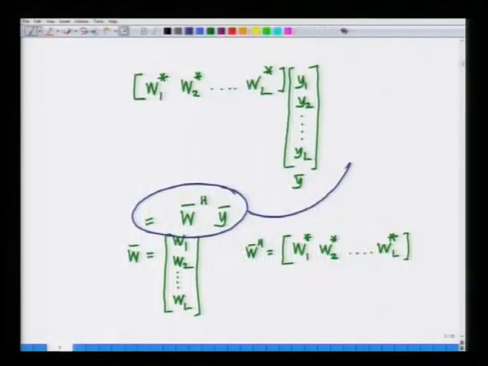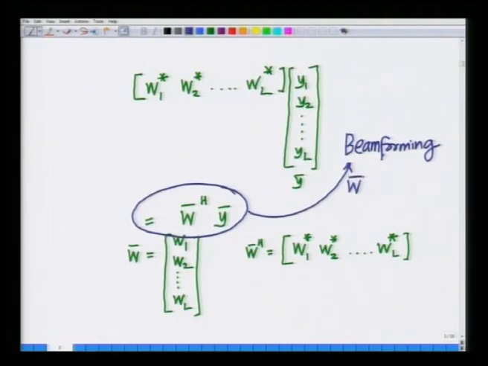This has a name when I am linearly combining the signals at the output of receive antennas in a receive antenna diversity system or in a system with multiple antennas. This is known as beamforming, right. By combining these Y1, Y2, YL, which are the received signals across the L receive antennas, I am doing technically what is known as beamforming, and the vector W bar is known as the beamformer. So, I am doing beamforming when I am combining the signals, and the vector W bar is known as the beamformer or the beamforming vector, alright.